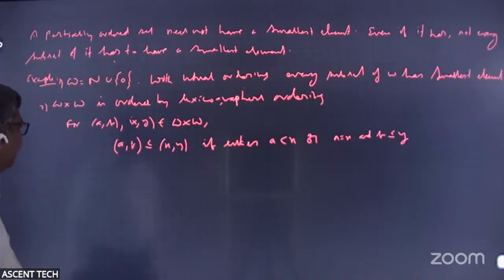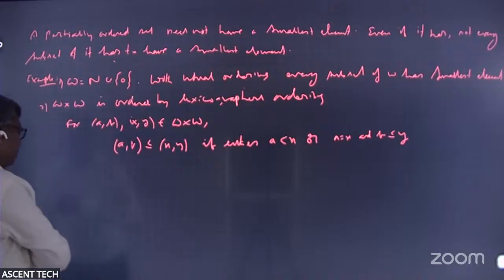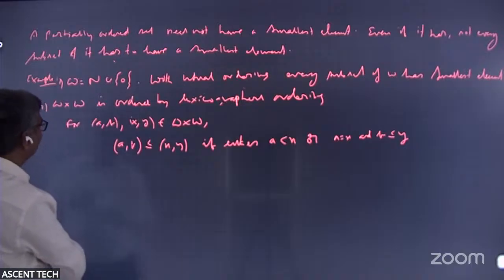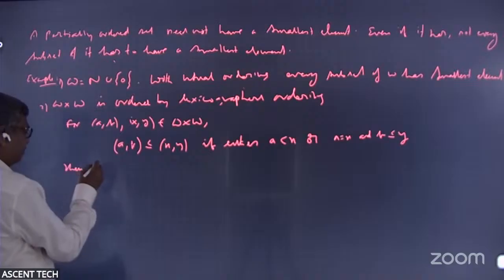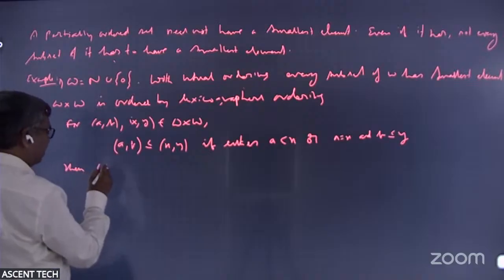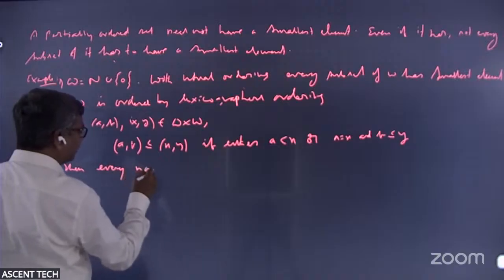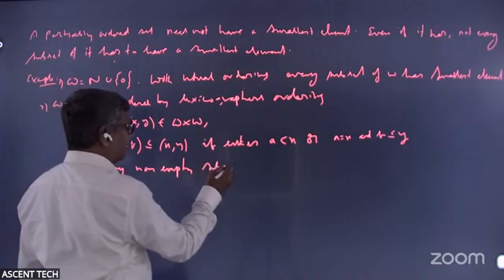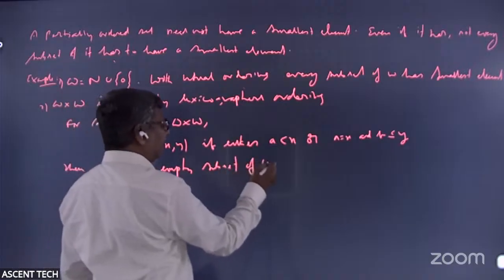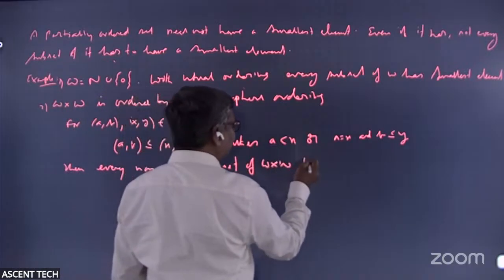You can easily see that according to the lexicographic ordering on omega plus omega, every non-empty subset of omega plus omega will have a smallest element.